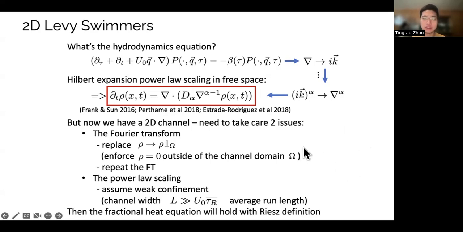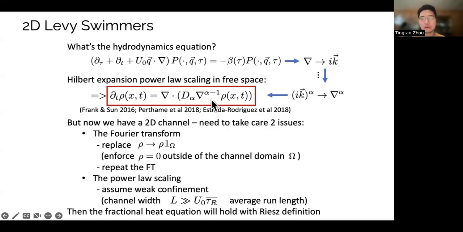The only things we need to be a little careful about are these two small technical details. When we do the Fourier transform, now we have a finite domain, so we have to restrict the density to be zero outside of the domain, right? But the rest of the Fourier transform just proceeds as usual.